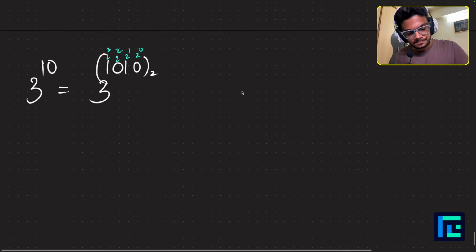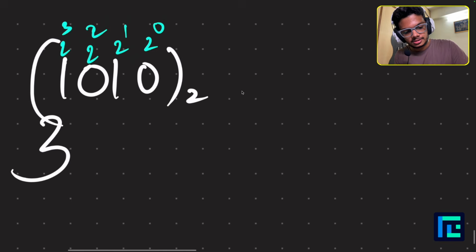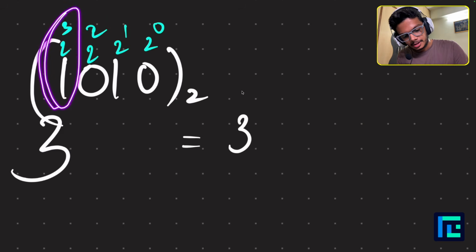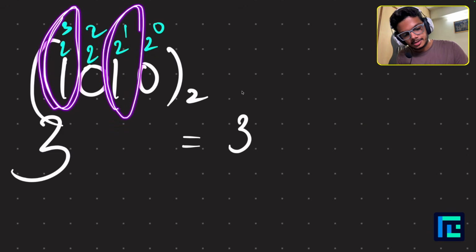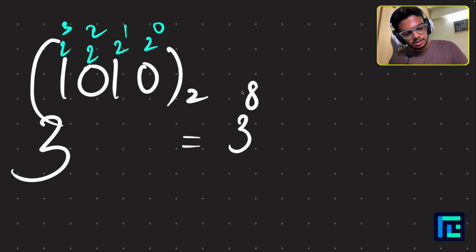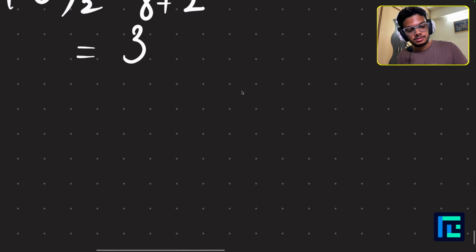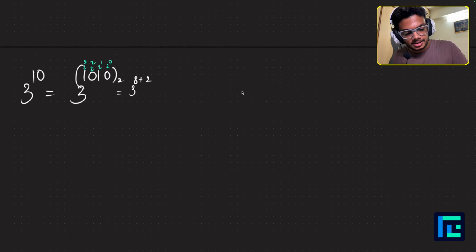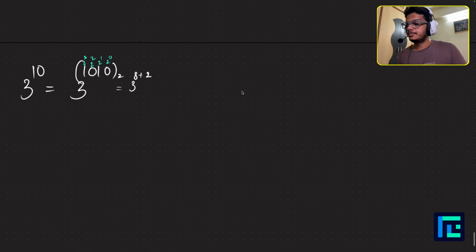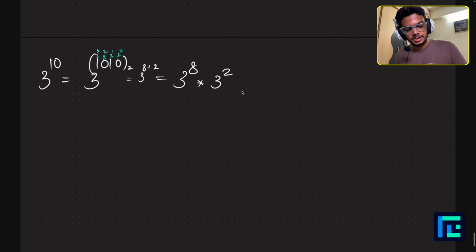Now what does this say? If you just see here, this 3 power 10 can actually be written as 3 power 8 plus 3 power 2. This is how it can be written, right? And 3 power 8 plus 2 turns out to be 3 power 8 into 3 power 2, right? Let me write one more.